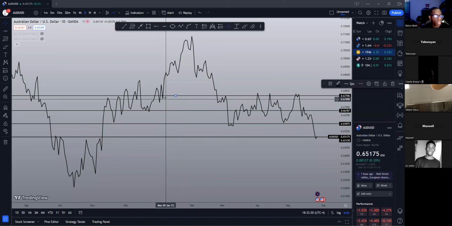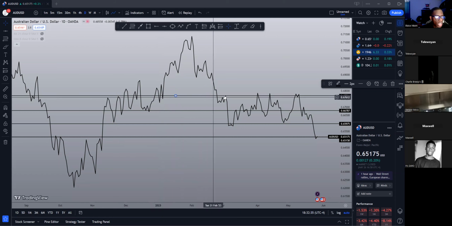We draw it again here. Price acted here as support, and acted here as resistance.